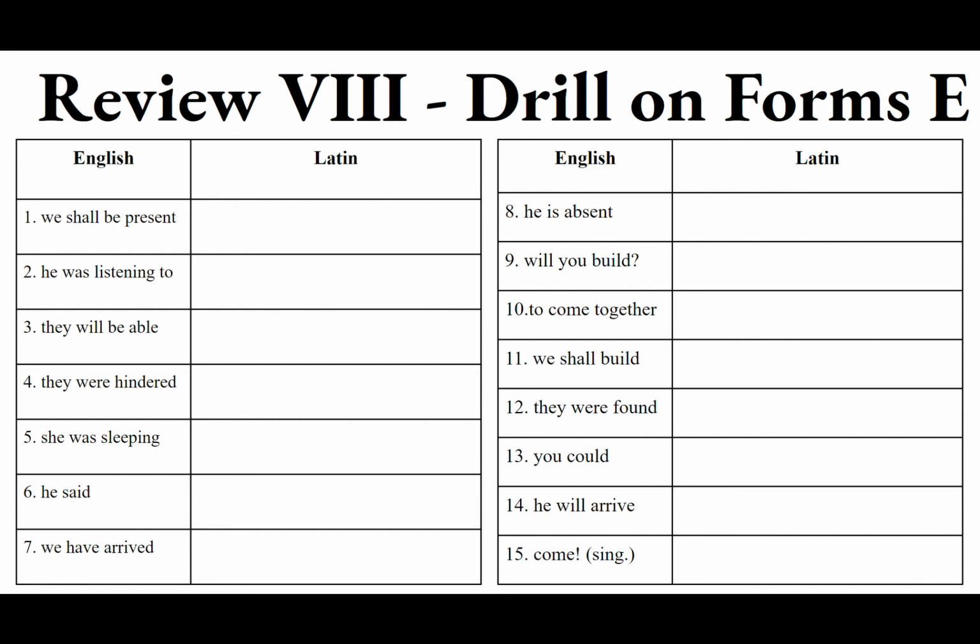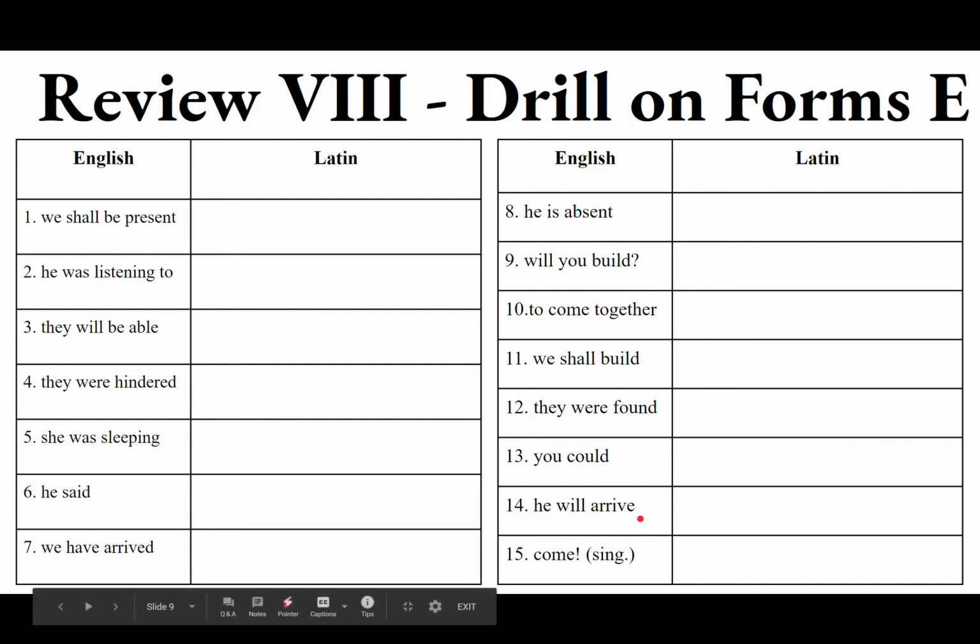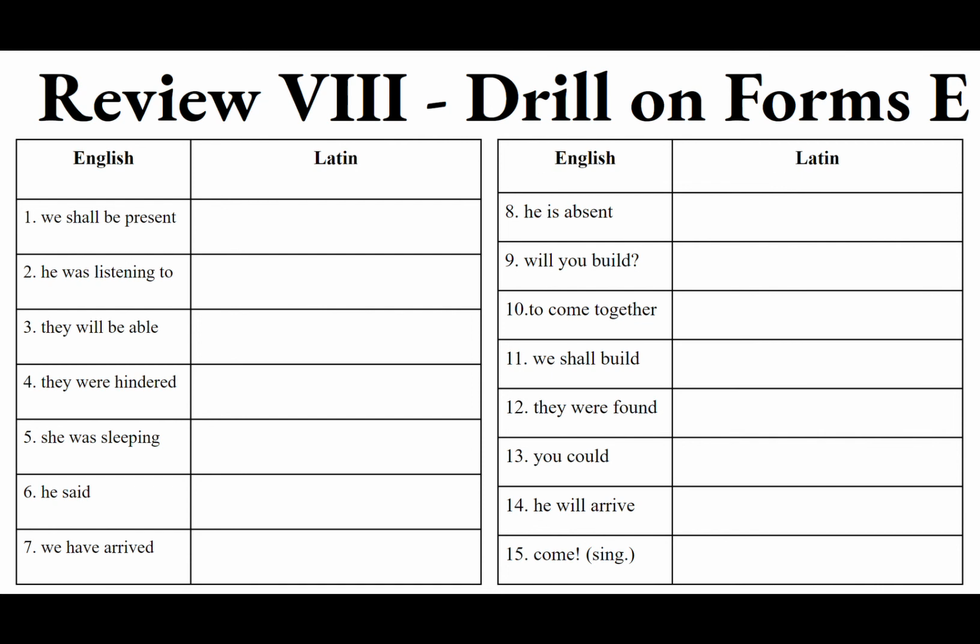14, he will arrive. We have pervenio, like we do in number 7. So third person singular future of pervenio, pervenire, perveni, perventus. So perveni is the present stem. He will arrive. Perveniet.